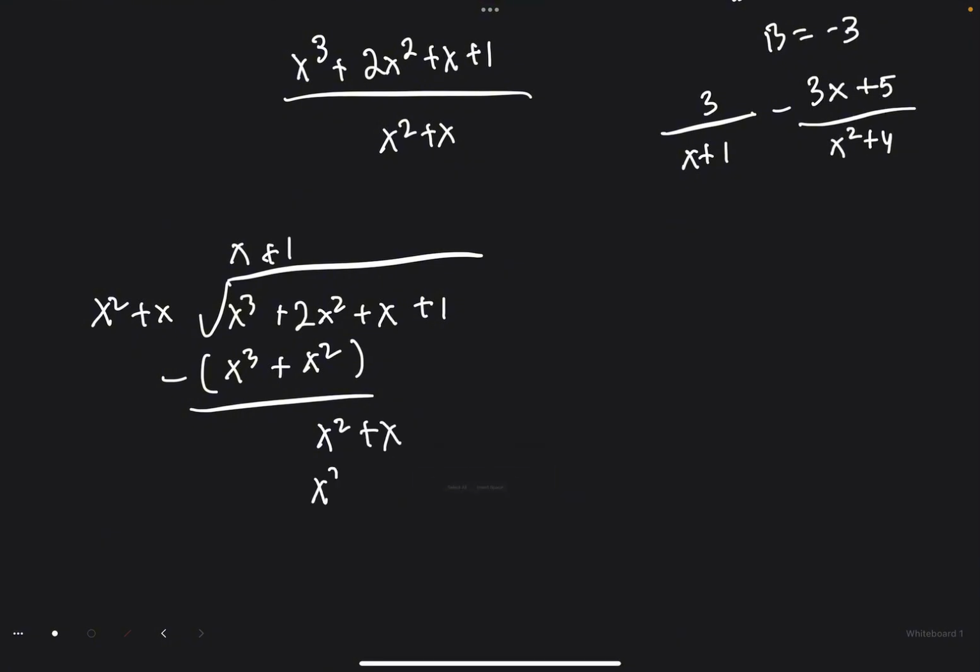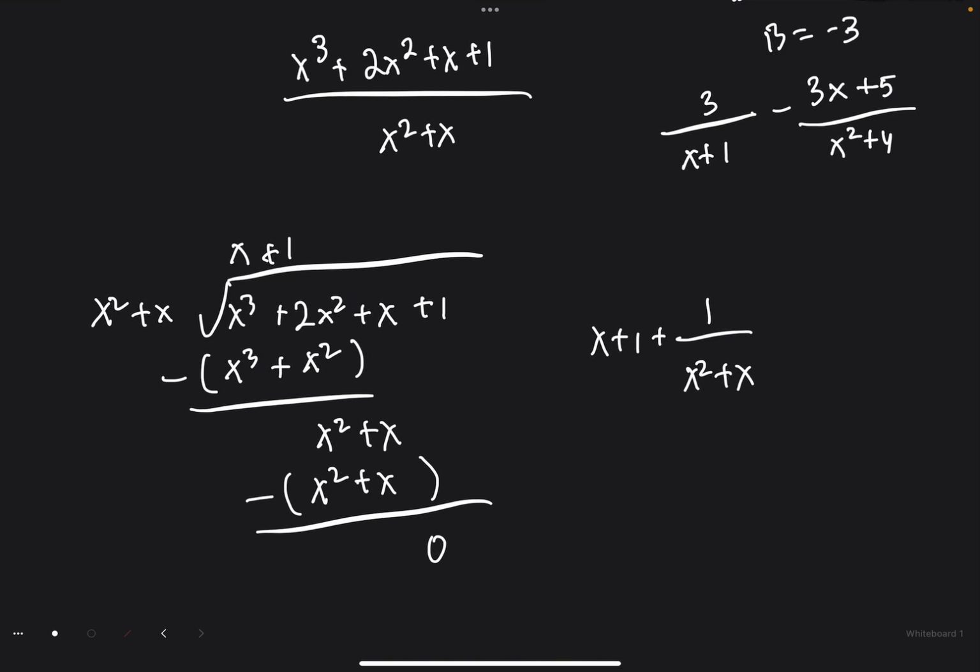So you have x squared. And then you have x. So both of those go away. You're left with one remainder. And so x plus 1. And then you have 1 over x squared plus x. So now it's really just about getting that out of the way.